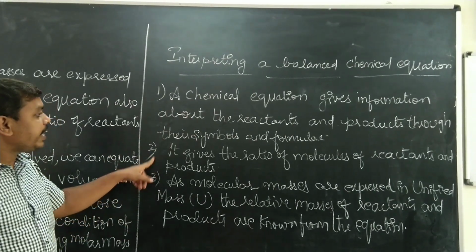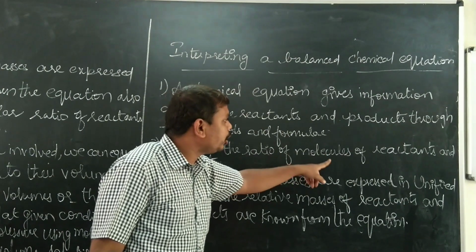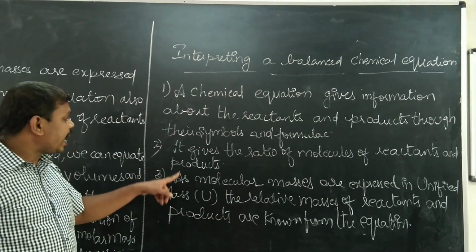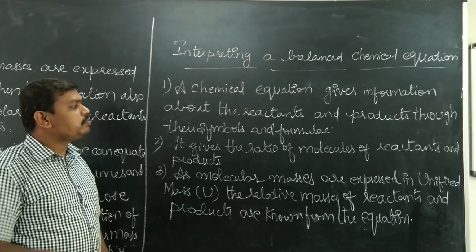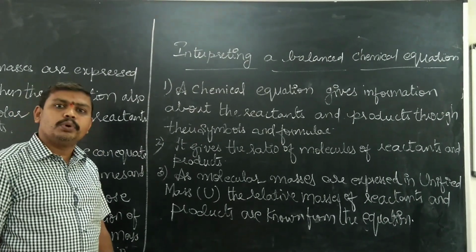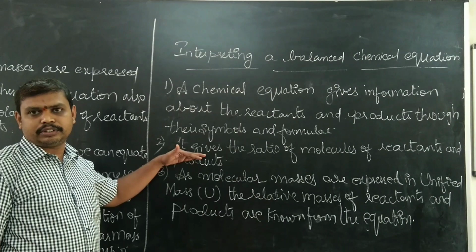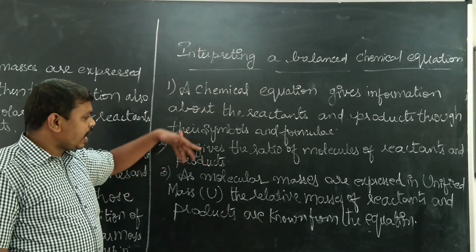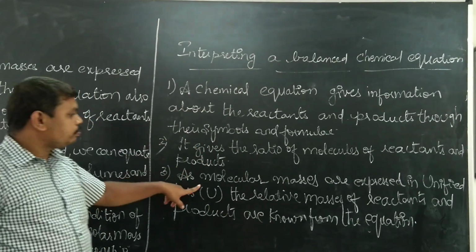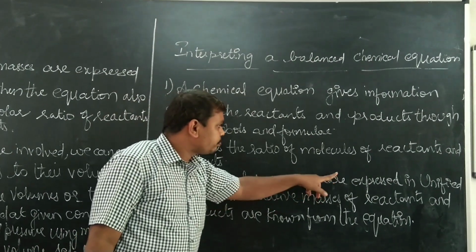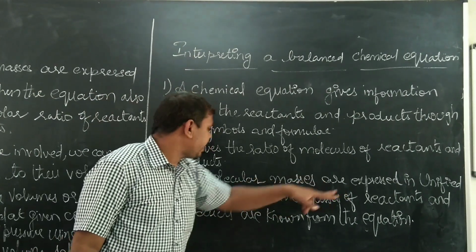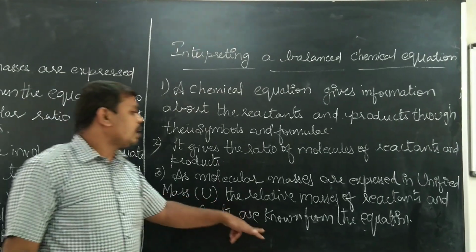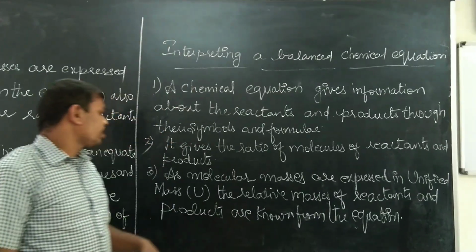Coming to the second one, it gives the ratio of the molecules of reactants and products. It gives the ratio of the molecules of both the reactants and the products. Coming to point 3, as molecular masses are expressed in unified mass, the relative masses of the reactants and products are known from the equation.